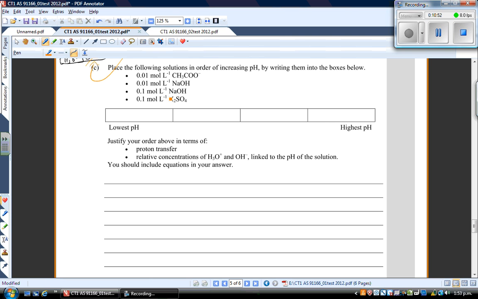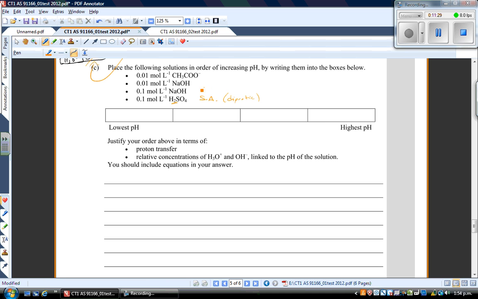So we have to look at the 4 species we've been given, and place the following solutions in order of increasing pH by writing them into the boxes below. Now I may not be able to write the final answers in the boxes just yet. I might have to work through some calculations and reasoning with equations before I can make that final judgment. But on initial inspection, what stands out straight away is that sulfuric acid is a very strong acid. So that's a strong acid, so I'm just going to use SA for that. It's also diprotic, and I'll come back to that when I talk about its equation. But it's a diprotic acid, so it's very strong.